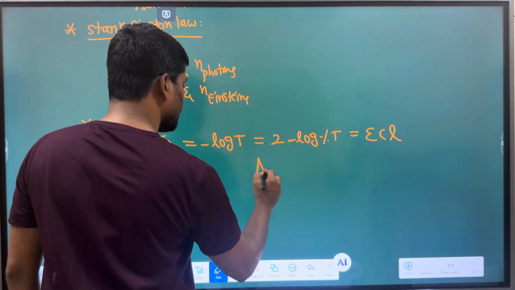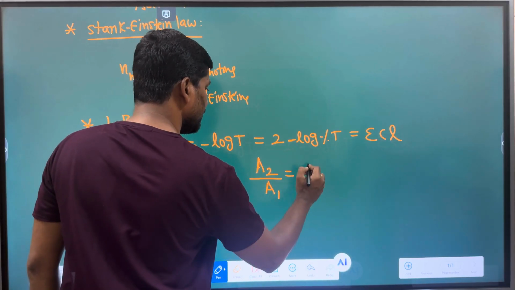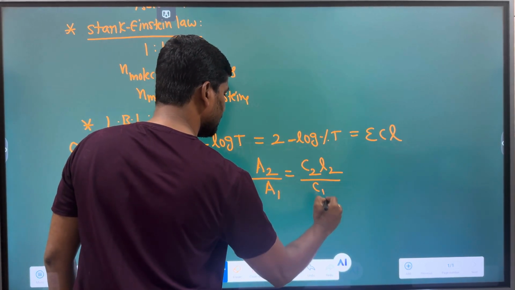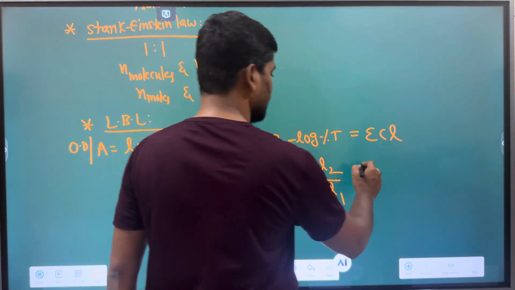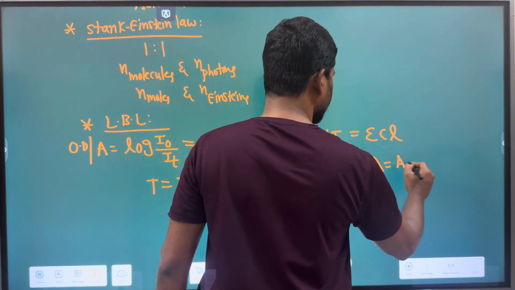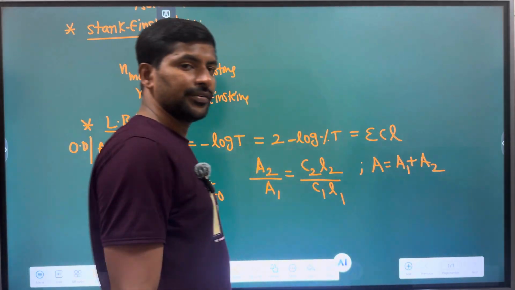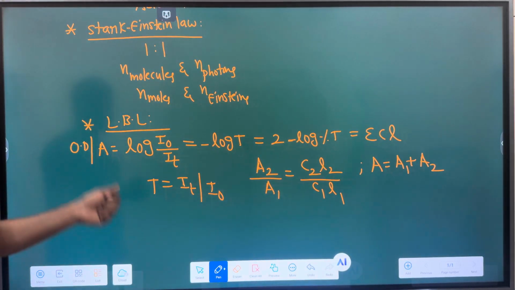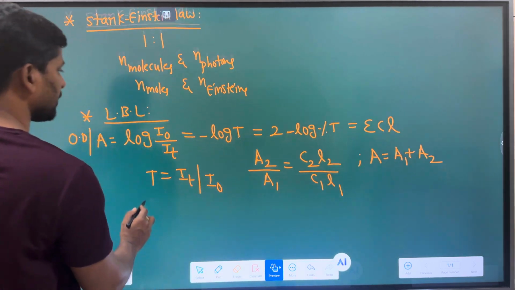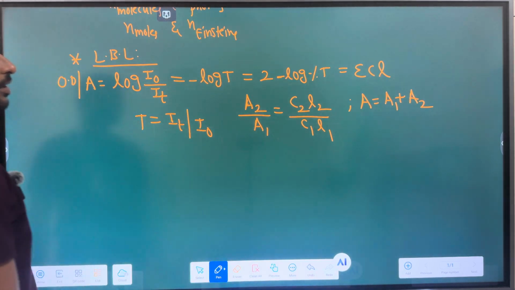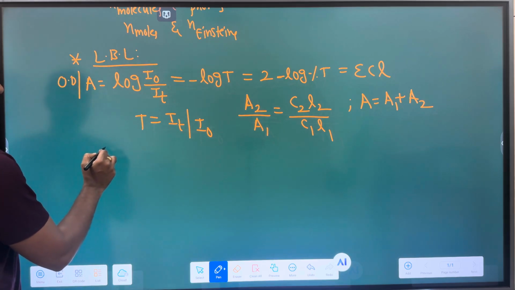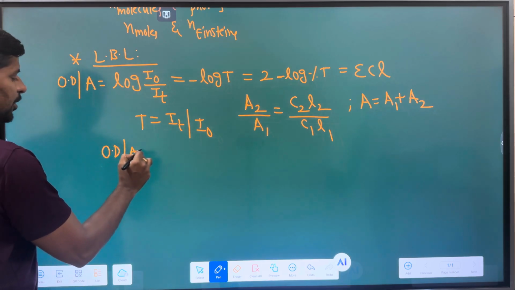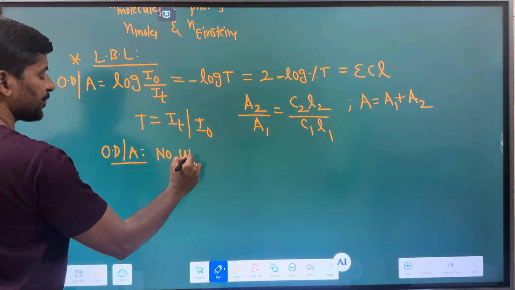And A2 by A1 we can write as C2 L2 by C1 L1. If you take a mixture of two solutions, the total absorbance is given as the absorbance of the first solution plus the absorbance of the second one. So absorbance depends on what? C and L, concentration and path length. Epsilon is called the molar extinction coefficient. What about the unit for optical density or absorbance? No unit.